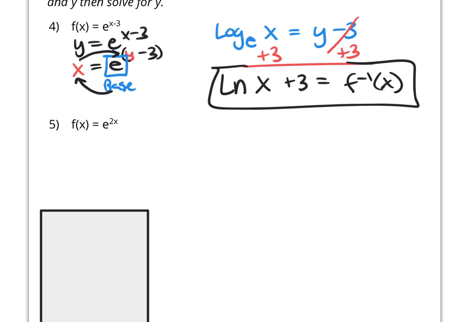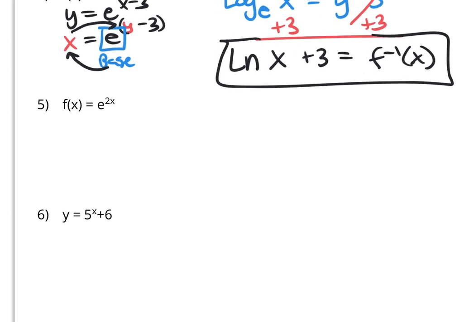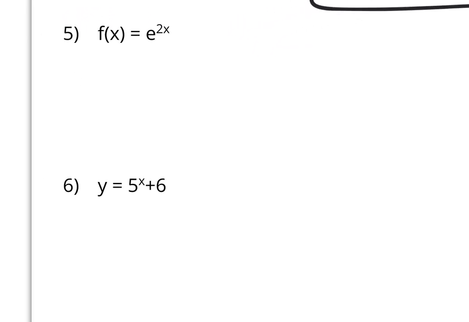Similar one here. We have f of x equals e to the power of 2x. So same idea, same process, all right? I'm going to show you both. I'll have you guys try those too, okay? I'll zoom them in so you can see them. So try number 5 and then try number 6.